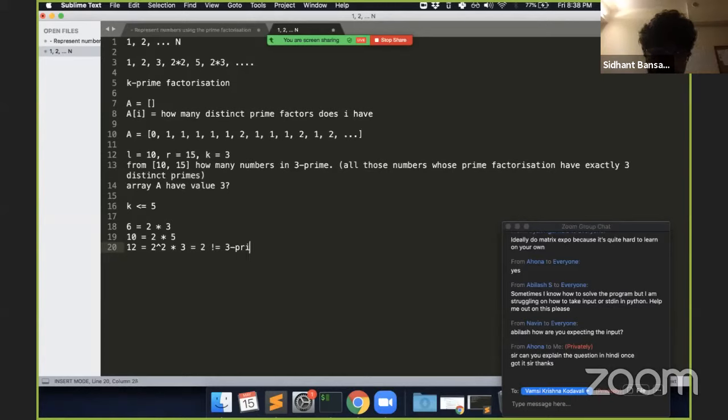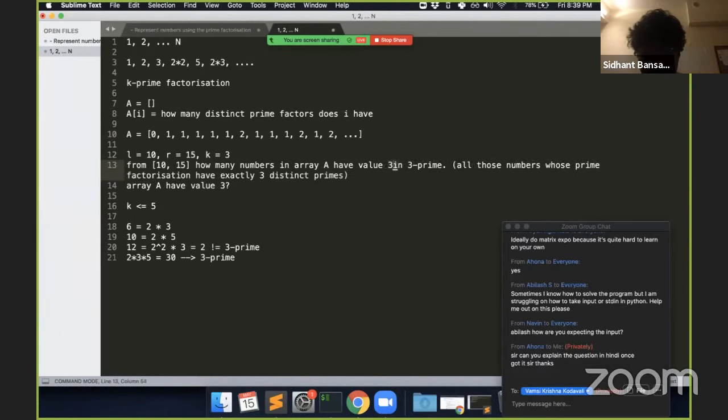But 10 is also not 3 prime. But let's take an example: 2 into 3 into 5, which is 30. 30 is actually 3 prime because its prime factorization is 2 into 3 into 5, three distinct primes. Cool. So the same question can be remodeled as saying: from the range L to R, from the range 10 to 15, how many numbers in array A have value 3?